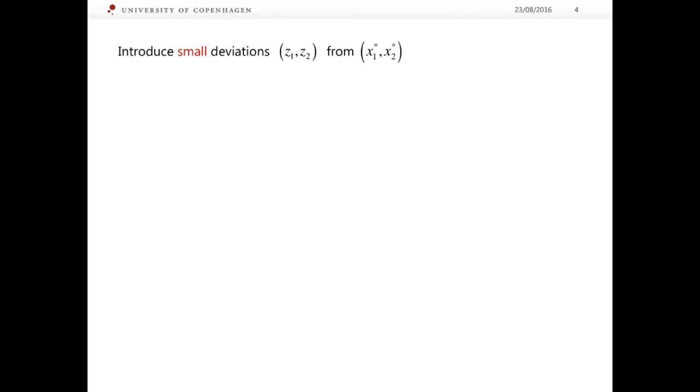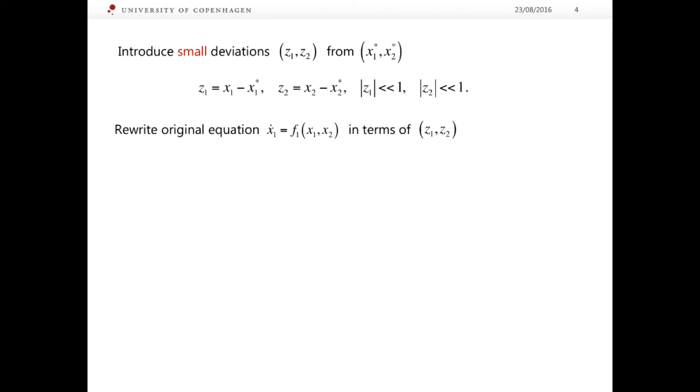Next, we need to introduce small deviations from the fixed point. The components of the deviation vector are z1 and z2. z1 is the difference between x1 and x1 star, and z2 is the difference between x2 and x2 star. The mathematical condition of smallness for both z1 and z2 is expressed as pointing out that the moduli of both z1 and z2 are much less than 1.